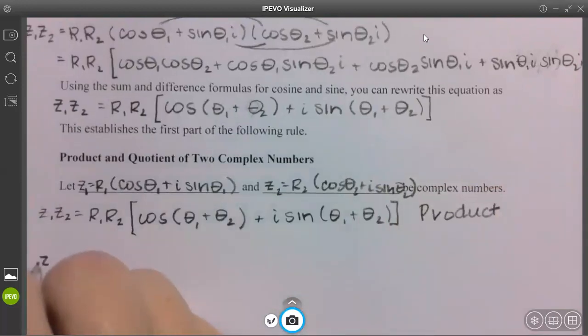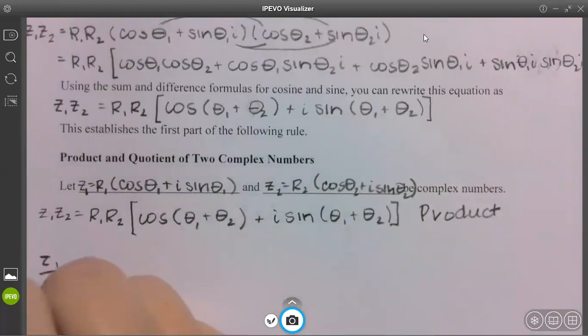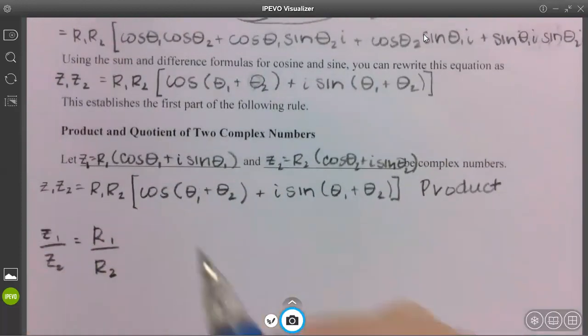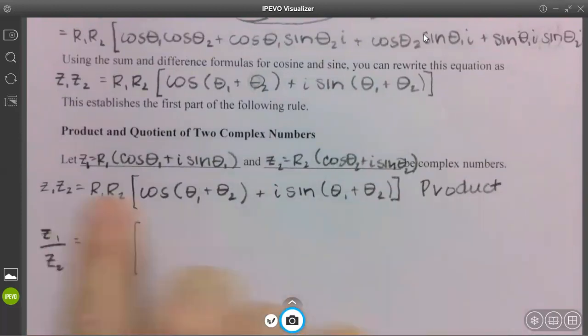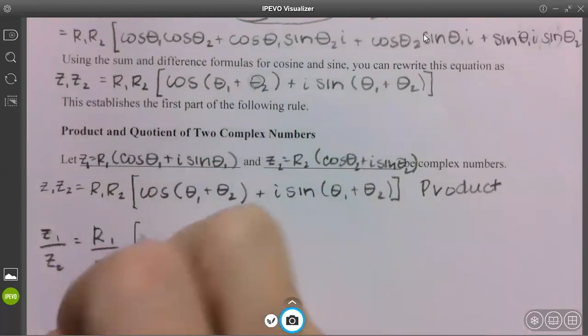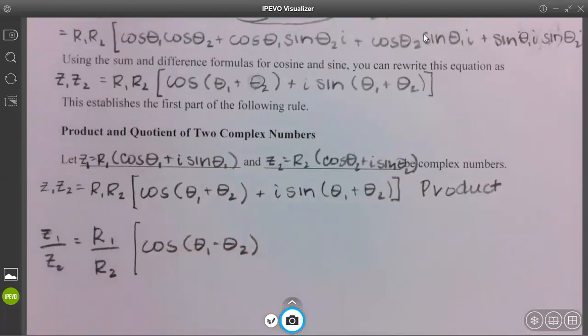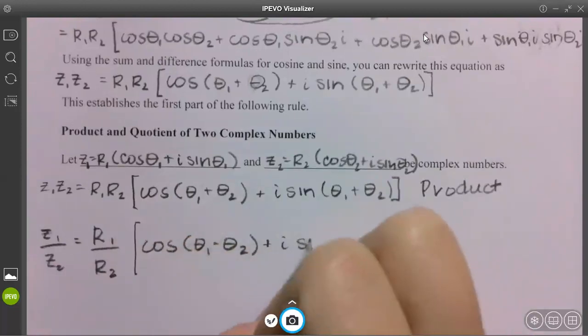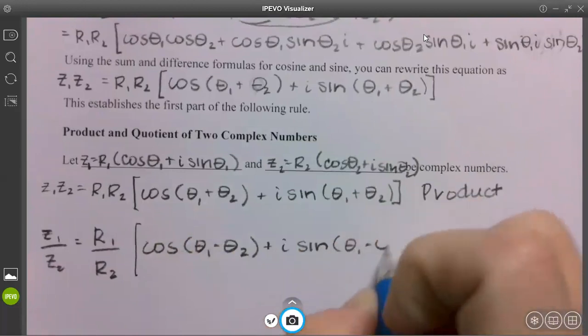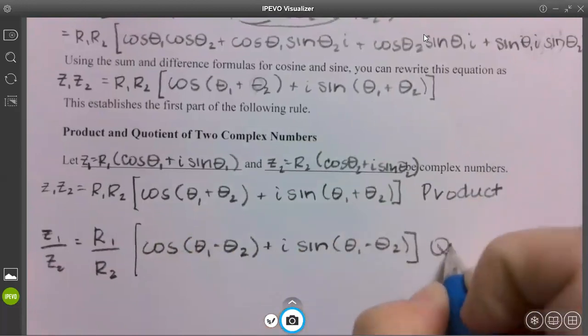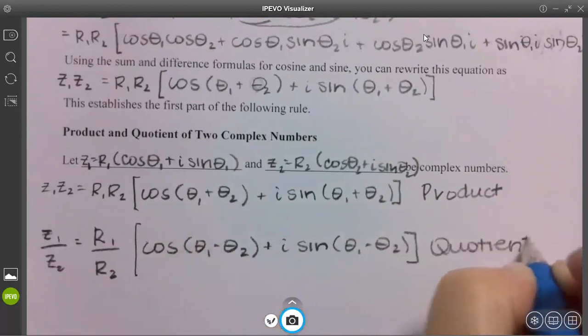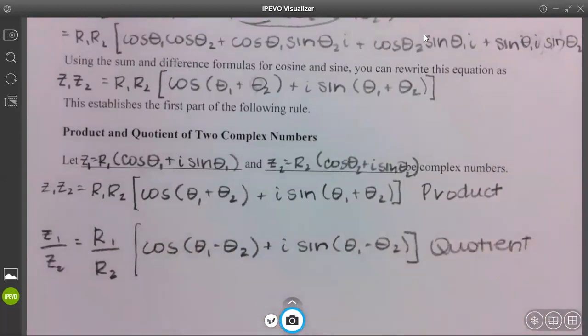The quotient, Z1 over Z2, will be R1 over R2. And remember, just like our log formulas, when we multiply, it's the same as add. When we divide, it's the same as subtract. So cosine theta 1 minus theta 2 plus I sine theta 1 minus theta 2. So this one is the quotient. I'll give you a second to do that.